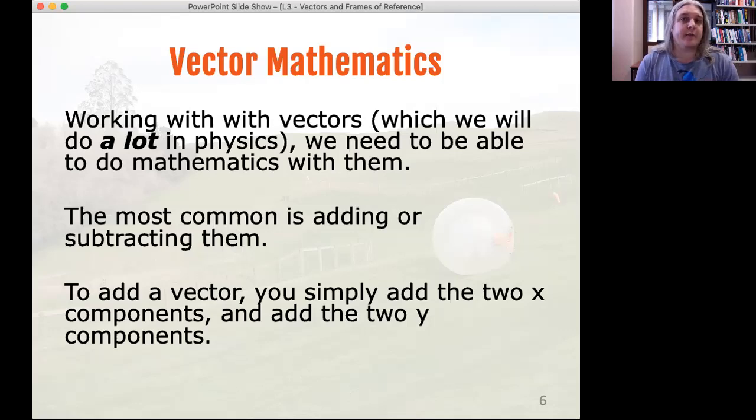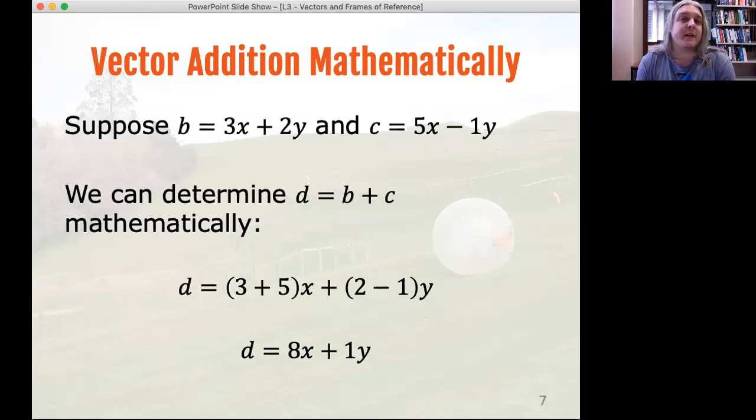When you want to add 2 vectors, again, something we will do a lot, all you need to do is add their separate components. You take their x components and their y components and you add them together. So doing that mathematically is very straightforward. If you have the vector written as components already, so in this case, vector b is written as 3x plus 2y, and vector c is written as 5x minus 1y, that means we can already see the x and y components and we can just add them together, real simple. So when you have it as components, just add the 2 separate components.